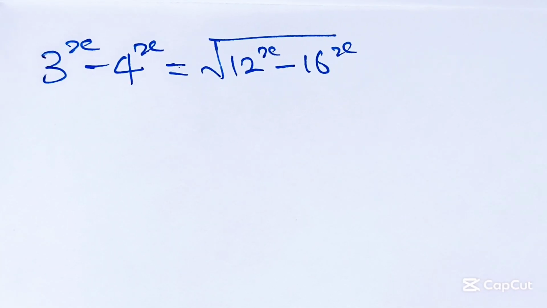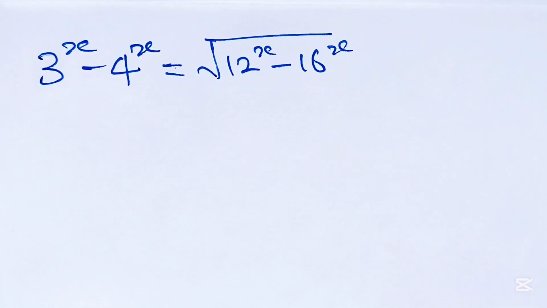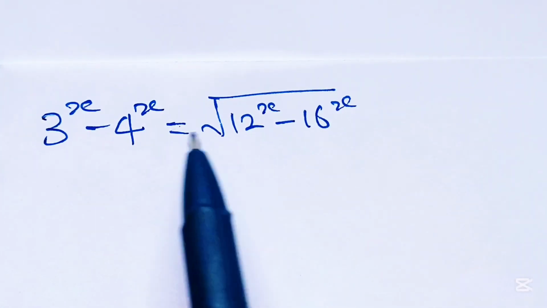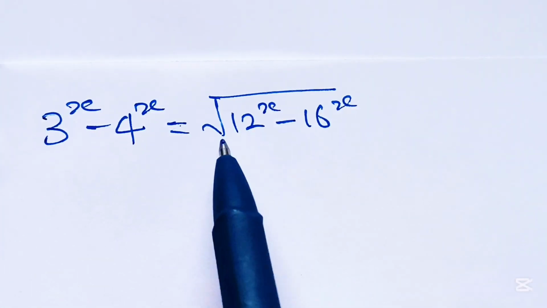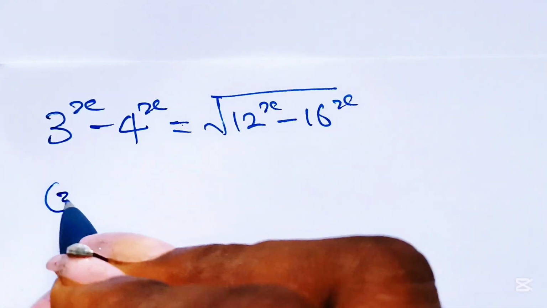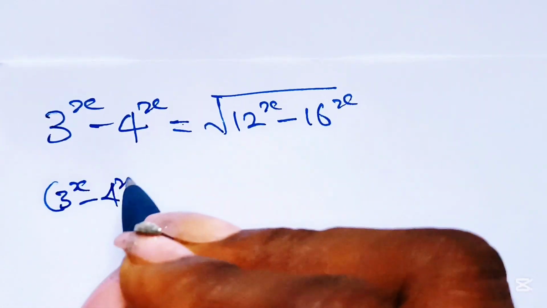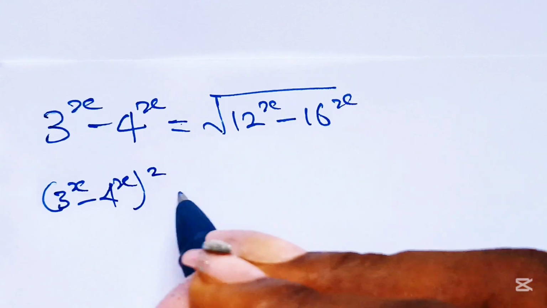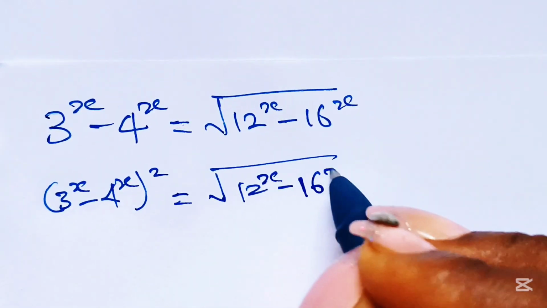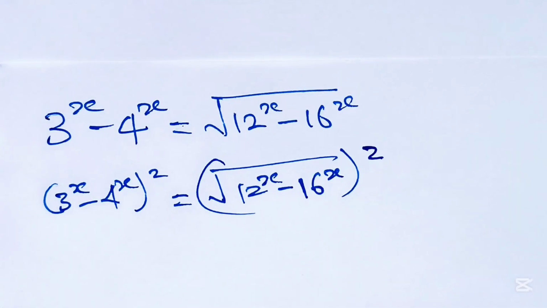Hi everyone. Let's solve for x. Okay, so we have to square both sides of this equation in order to remove these square roots, right? So we square (3 to the power of x minus 4 to the power of x) squared is equal to the square root of (12 to the power of x minus 16 to the power of x) squared.